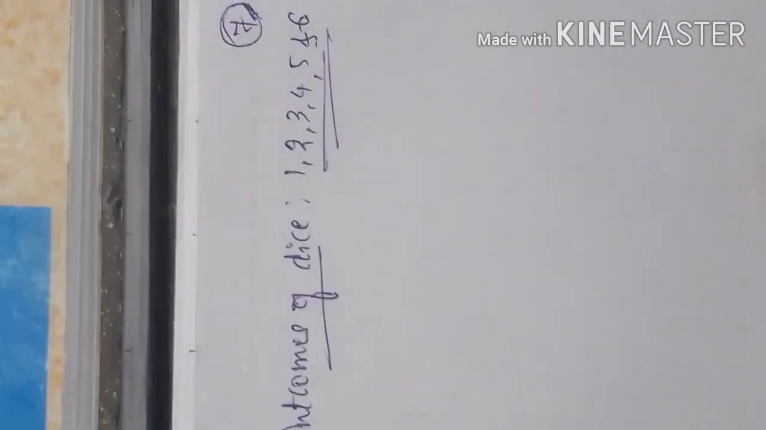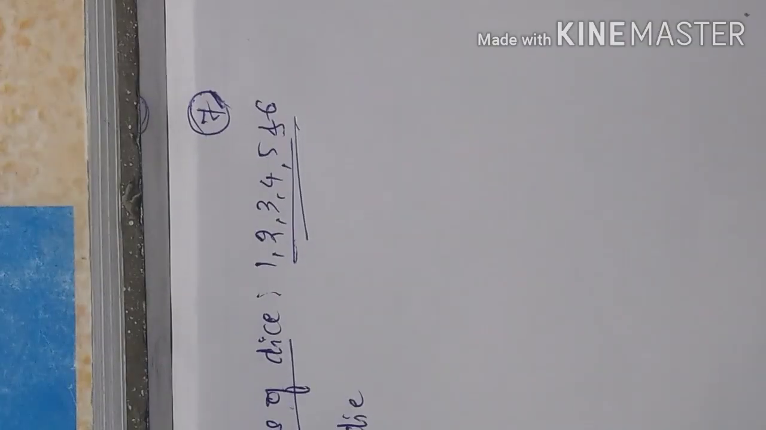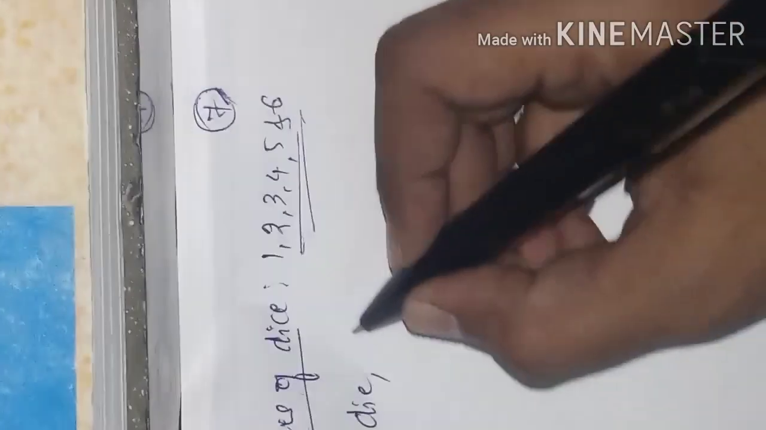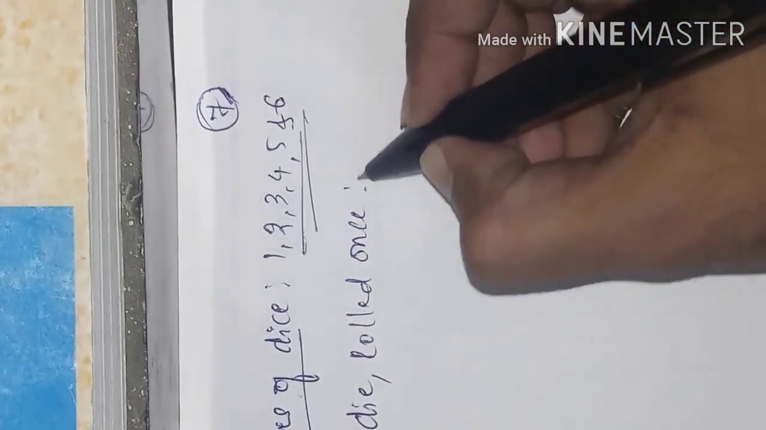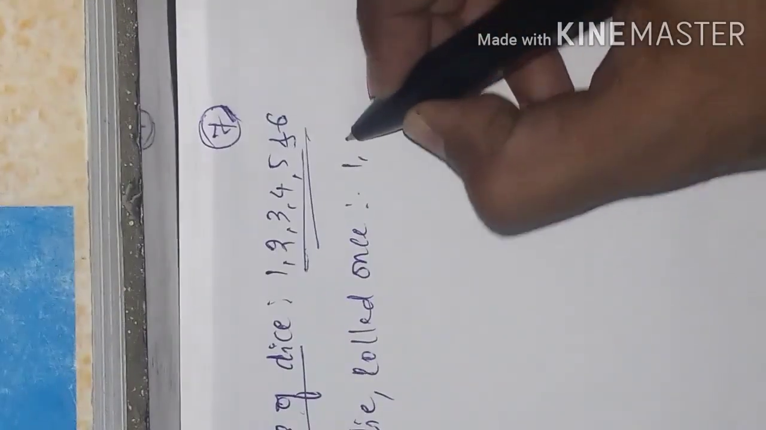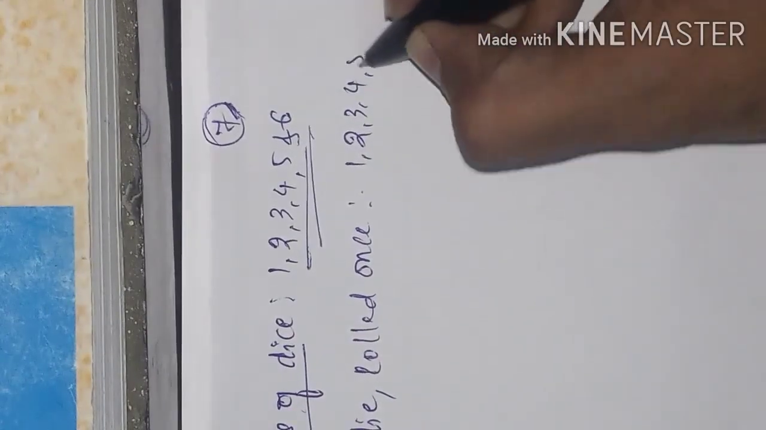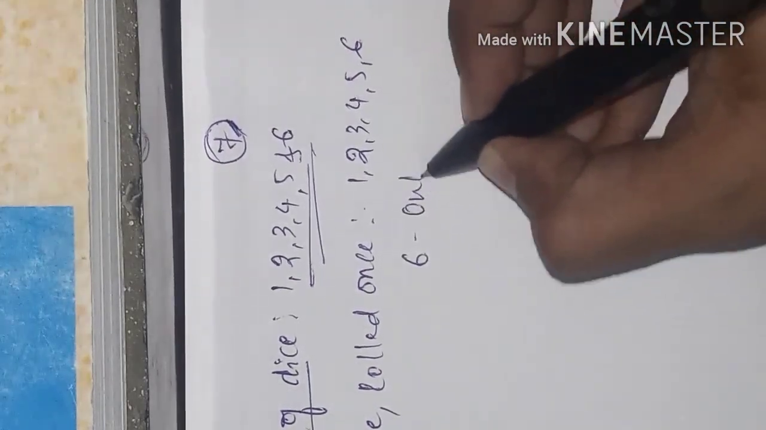So let us see the outcomes of the dice when it is rolled once. When a die is rolled once, the possible outcomes are 6. We have 6 possible outcomes.